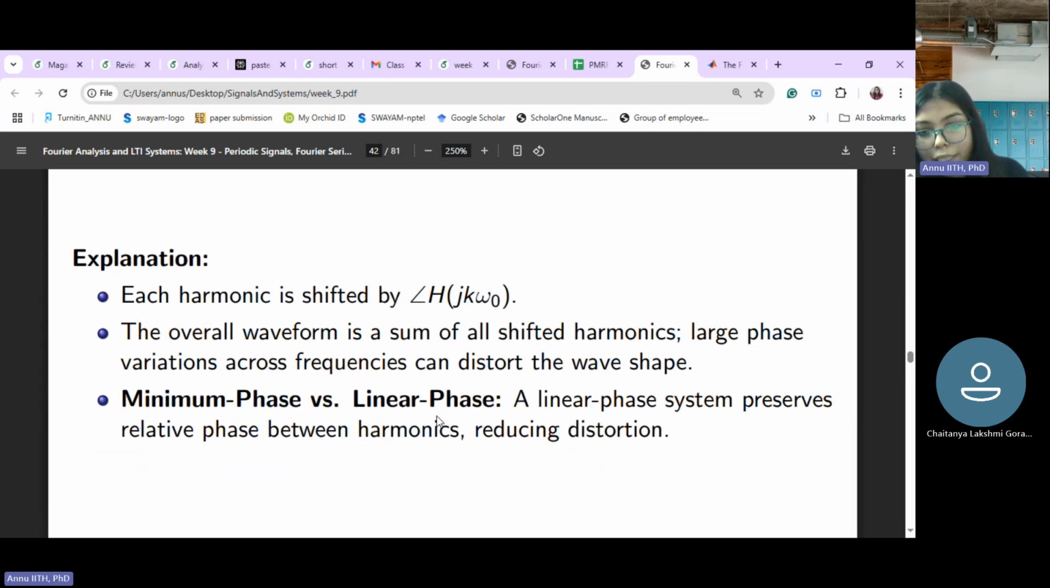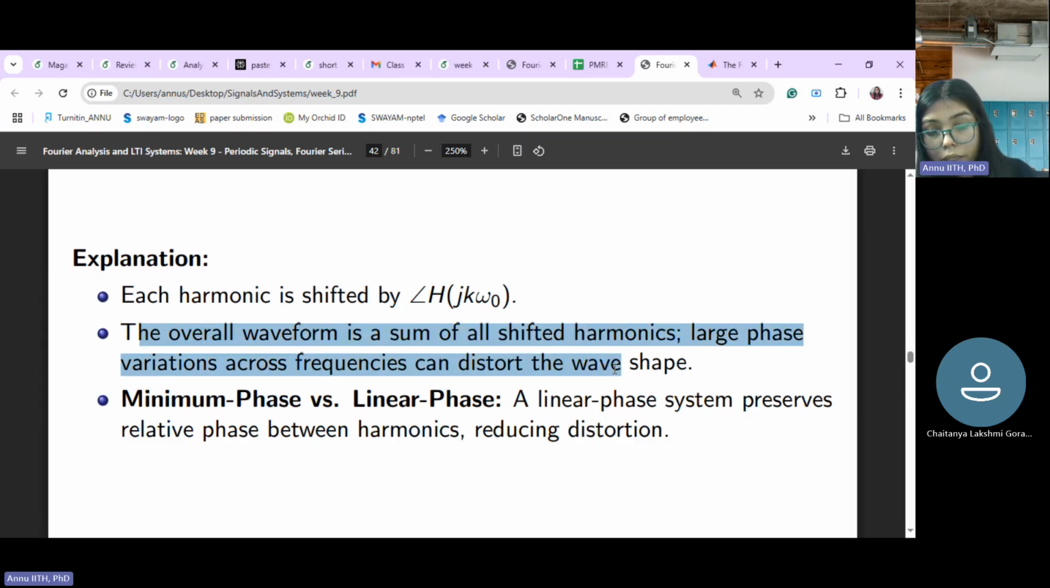My intention is to tell you that there's a difference between minimum phase and linear phase. So what is a linear phase system? It preserves the relative phase between harmonics, reducing distortion. Here it is showing the linear phase, because the overall waveform is the sum of the shifted harmonics. Large phase variation across frequency can distort the waveform shape.